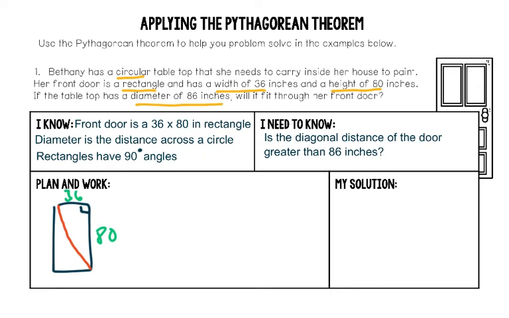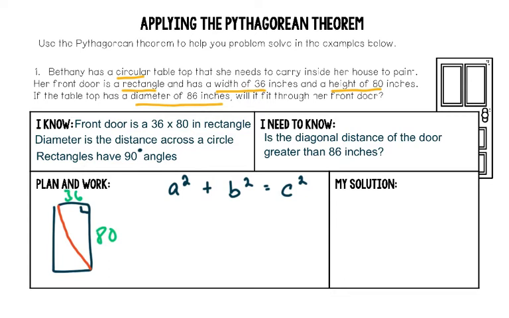If I look at that as the right triangle, that red line is the hypotenuse. Since this is a Pythagorean theorem problem, I'm going to use the Pythagorean theorem's formula: a squared plus b squared equals c squared. I know that a and b are my legs. They're the two side lengths that make a right angle. So in this case, 36 and 80.